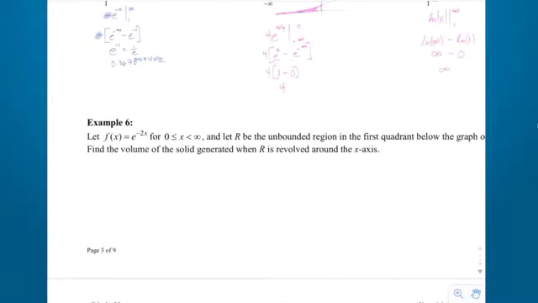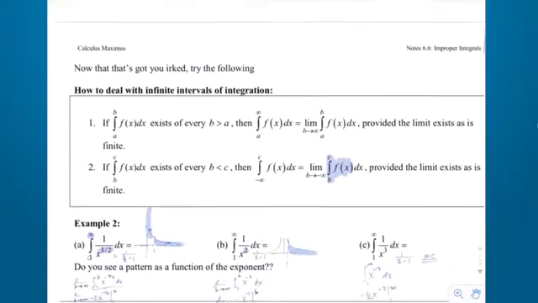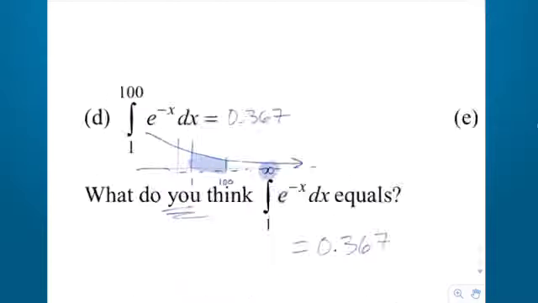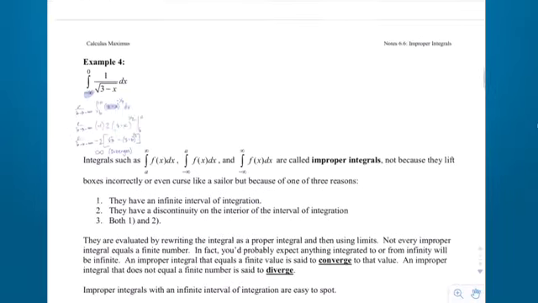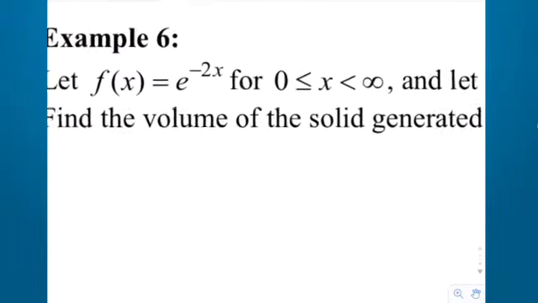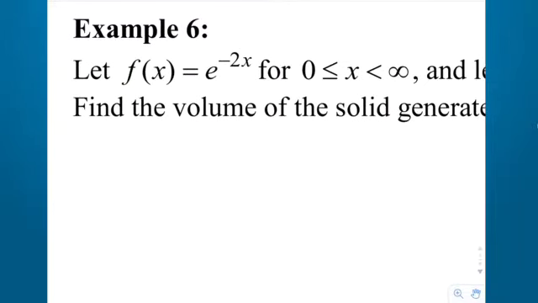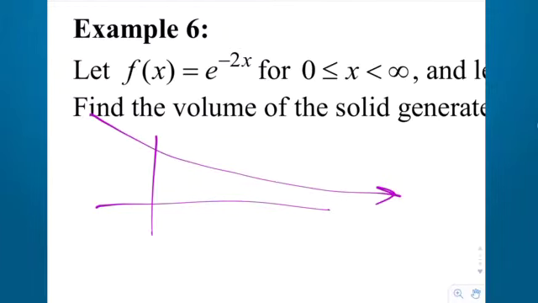Okay, I get this. E to the negative 2x, I think we briefly saw something similar to that up here with e to the negative x. So we can pretty much determine that e to the negative 2x goes to the x-axis fast enough to make the area converge. But this is not an area problem. This is a volume problem. So e to the negative 2x would look something like that. There's the horizontal asymptote. And now we're going from 0 to infinity.